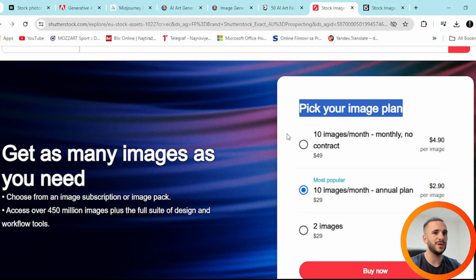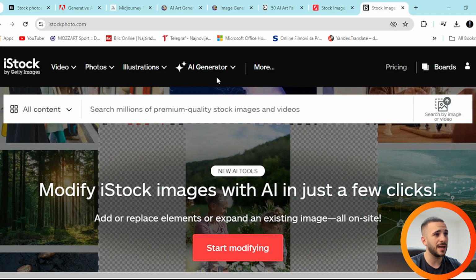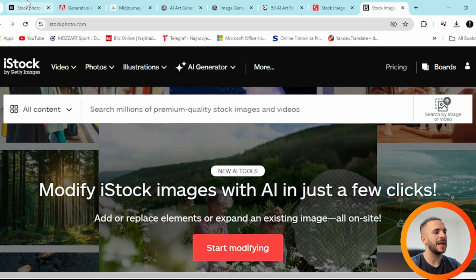I mean, they're so direct. I mean, there is no free trial or something. Straight away give us cash. Okay, fair enough. Shutterstock.com is here, guys. iStock is here as well. As I said, if that's your favorite platform, okay, AI generator is implemented here, so that's a great solution.